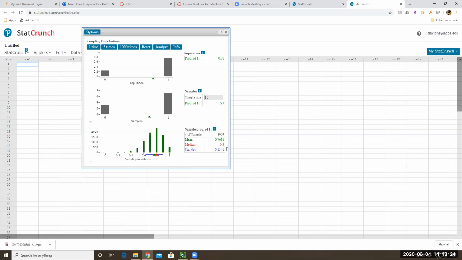Let's see. Square root of 0.76 times 0.14 divided by 10 is 0.1032. So it's off by a little, but actually that is kind of a big error. That's kind of interesting. Oh, it's because it's not 0.14. It should be 0.24. Yeah, sorry. It should be 0.76 times 0.24 divided by 10. And then you get 0.1351. So that's pretty close, right? Anyway, that's with a sample of size 10.